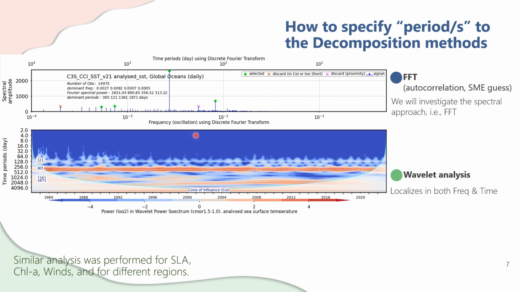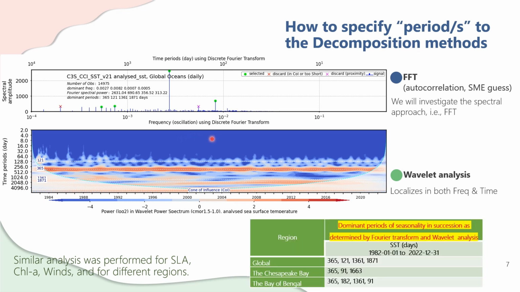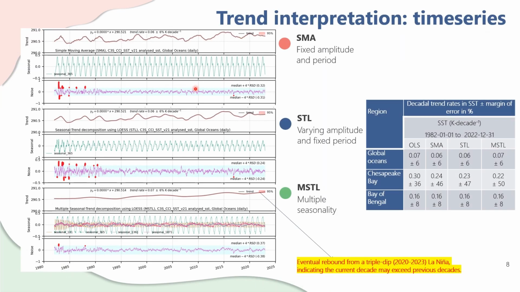The result, we obtain appropriate periods for global, Bay of Bengal, and Chesapeake Bay as shown in this table. With these dominant periods in hand, we are now ready to implement decomposition. So let's look at trend results now. This slide shows trends, seasonality, and noise via SMA, STL, and MSTL. We infer MSTL, with its ability to resolve multiple seasonalities, gives a more representative view of the pure trend.